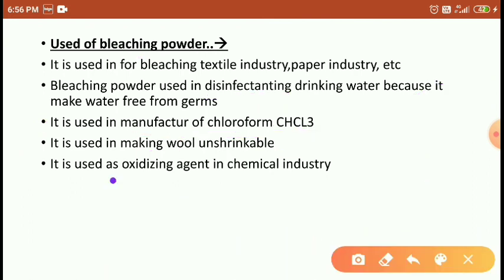It is used as an oxidizing agent in the chemical industry. We already discussed the oxidizing agent, students. In the first chapter we discussed that an oxidizing agent is one that accepts electrons in a reduction reaction and adds hydrogen, so it acts as an oxidizing agent.